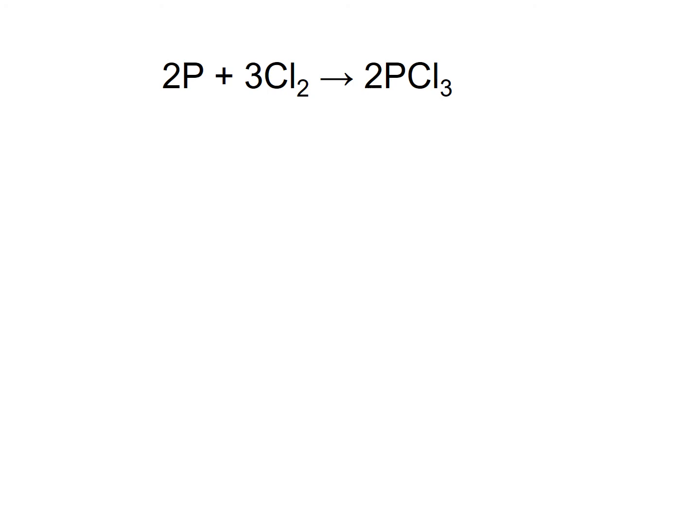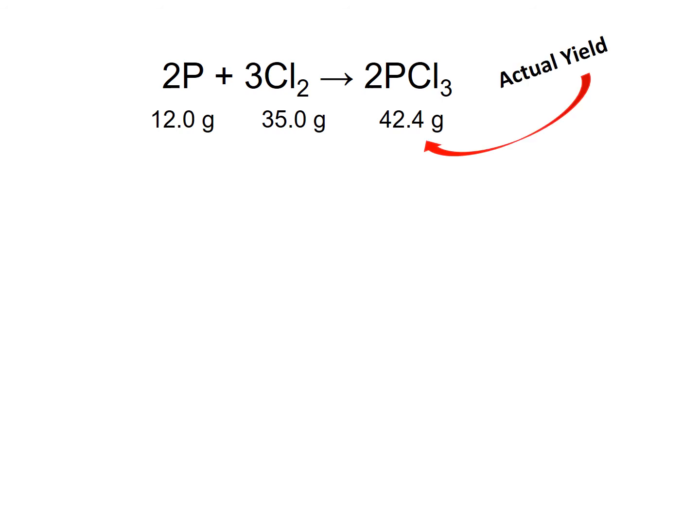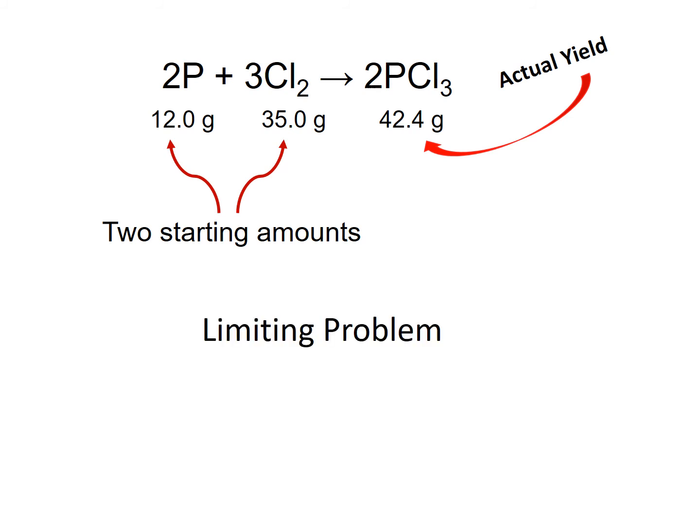Okay, so let's put the amounts. It's always a good idea to put the amounts given to us in the problem under the reactants and the products so we can see what we're doing. There we go. Now notice that we have 42.4 grams, and that is product, so that's going to be our actual yield. What about the other two? Oh, did you notice we have 2 starting amounts? And whenever we have 2 starting amounts, what kind of problem is that? It's a limiting problem. So now we're going to have to use our methods to determine which is the limiting reactant, because that will give us the proper amount of theoretical yield of the product.